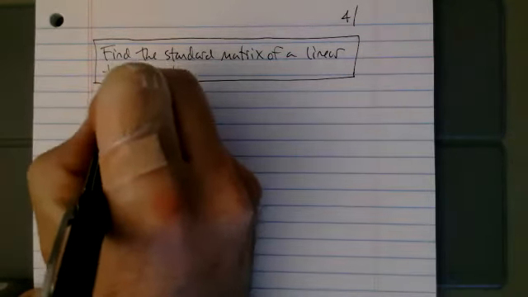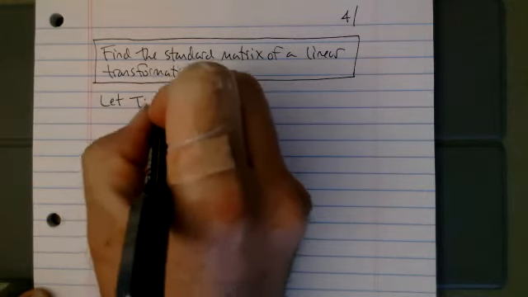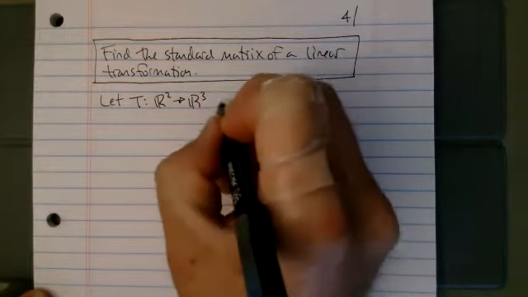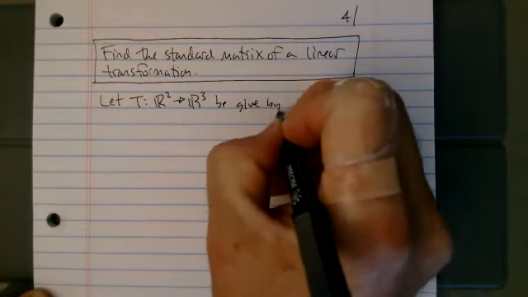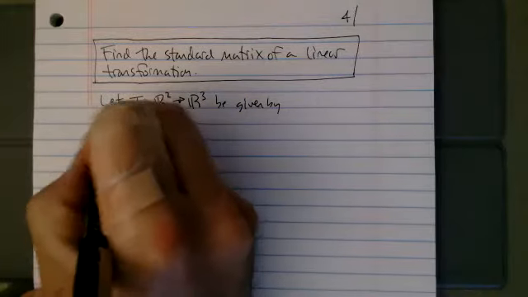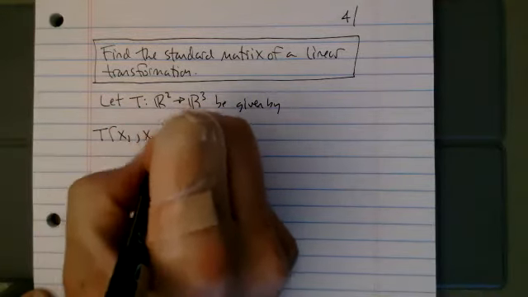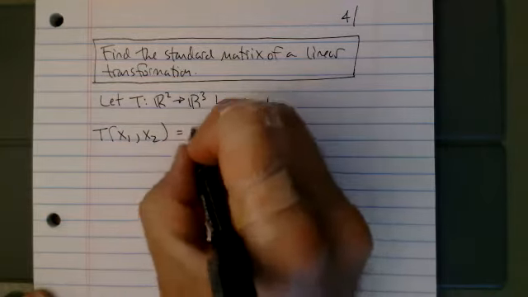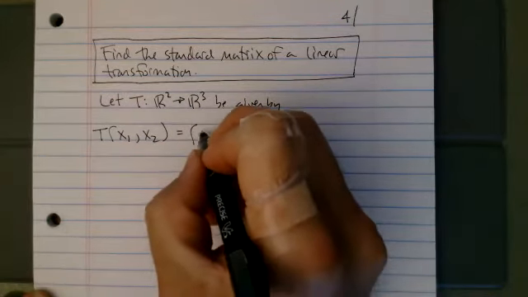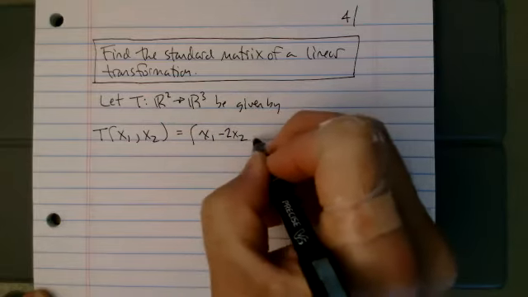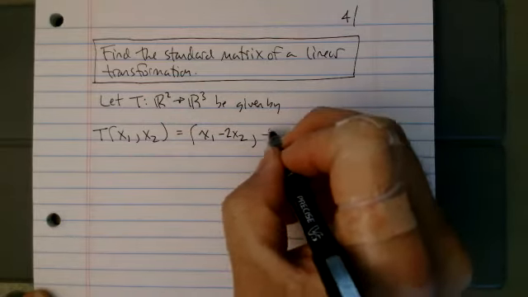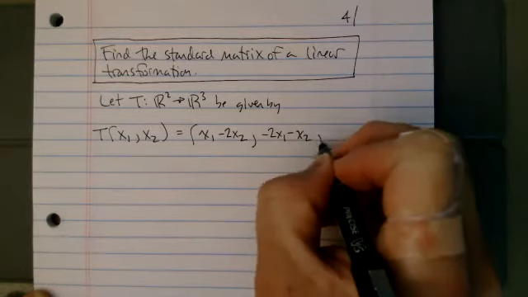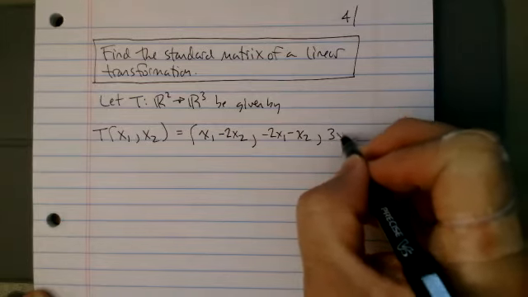Let's let T map R2 to R3 again, be given by, let's say, T of x1, x2. I have to start with something from R2, and I have to give you something in R3. So I'm going to make the first entry x1 minus 2x2. The second entry is minus 2x1 minus x2. And the third entry is 3x1 plus x2.